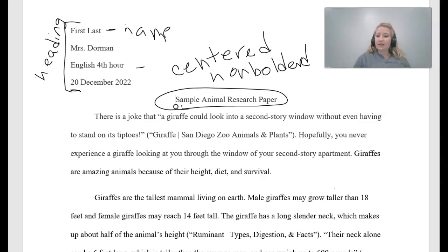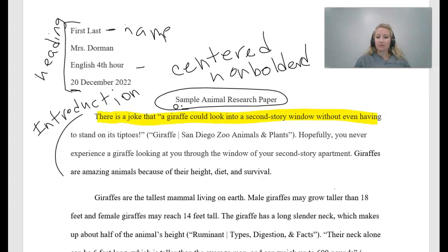Let's go ahead and label our first paragraph now. Our first paragraph is called the introduction. The whole purpose of the introduction is to let the reader know what you're going to be writing about. Okay, so now I'm going to grab my highlighter and I'm going to start highlighting the first three sentences.